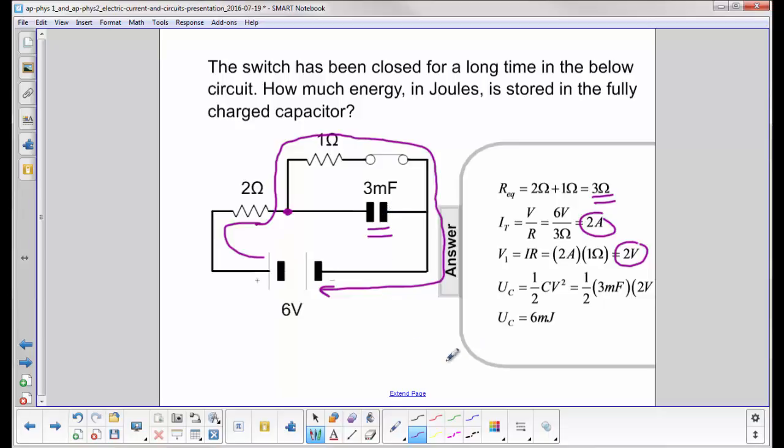Where are the other 4 volts? Well, they're being dropped here, right? The current is 2, so V equals IR. 2 times 2 is 4 volts.